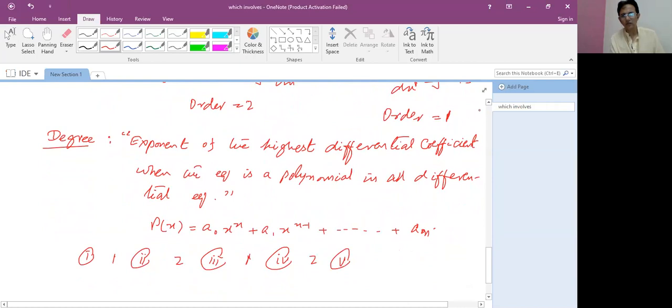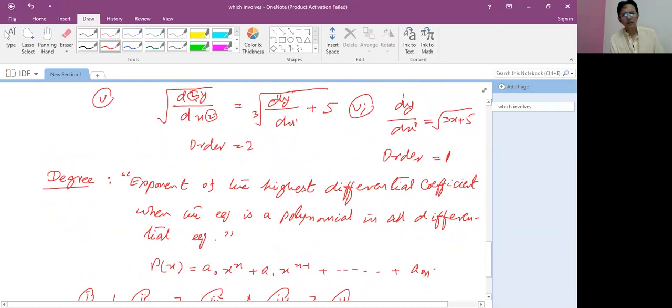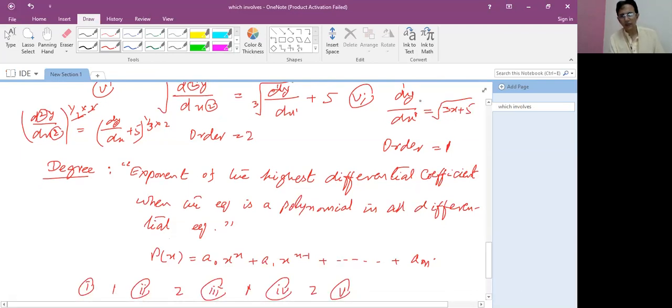Now the fifth example: the highest order of the differential equation is d2y upon dx square whole power 1 over 2. It is fractional, so we take the exponent 2 on both sides. Then dy over dx plus 5 whole power 1 over 3. So we multiply by 2, taking the exponent on both sides, so they cancel each other. So the highest differential coefficient is 2, that is the order, and the exponent of the highest order is 1. So the degree is 1. Both are degree 1.